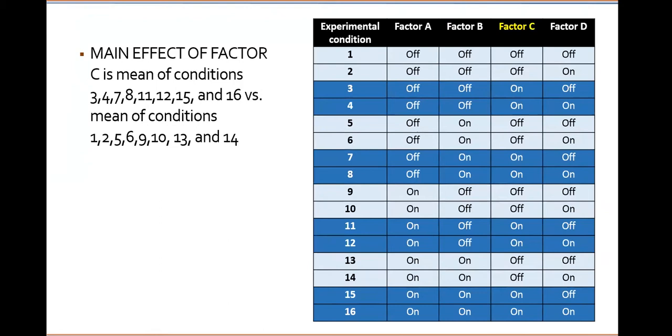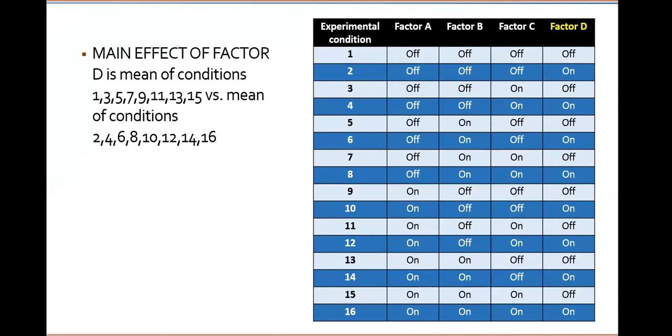And you can probably guess how we get the main effect of factor D. It's going to be the even-numbered conditions versus the odd-numbered conditions. And again, all of the experimental subjects are involved. It's easiest to show this with main effects, but it's the same for interactions. All of the subjects are involved in the estimation of all of the effects in a properly conducted and analyzed, balanced factorial experiment. So this is why factorial experiments make such efficient use of experimental subjects.